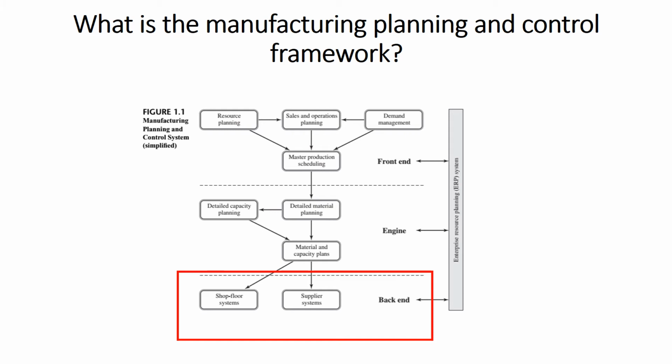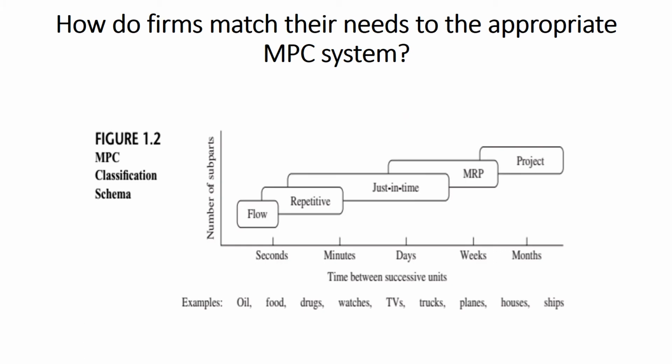Figure 1.2 shows the relationship between MPC system approaches, the complexity of the manufactured product as expressed in the number of subparts, and the repetitive nature of production, expressed as the time between successive units. Figure 1.2 also shows some example products that fit these time and complexity scales. Several MPC approaches presented in Figure 1.2 are appropriate for products that fit in various points in the schema. The figure demonstrates that the MPC emphasis changes as the nature of the product, process, or both change.